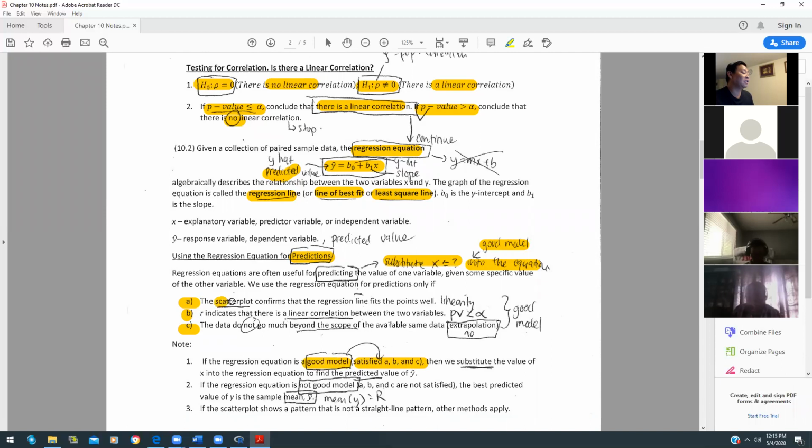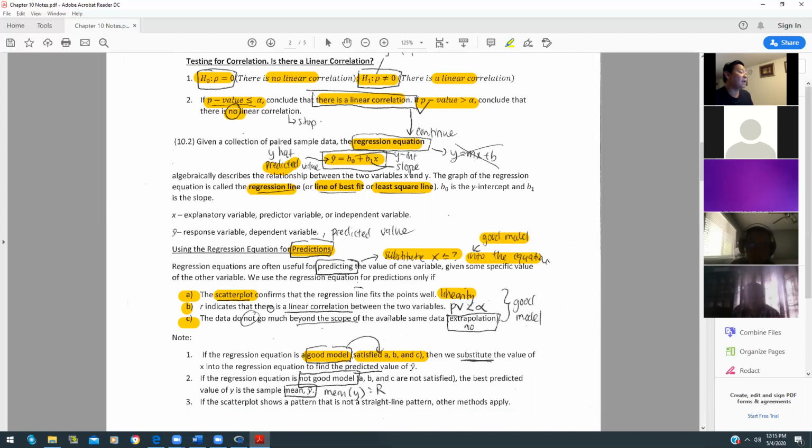First condition is your scatter plot has to fit the points in a straight line, okay, linearity. So your scatter plot should form a straight, linear line. And the second condition is you have to have a linear correlation. A linear correlation means if you look at the p-value, your p-value has to be less than alpha. And the next thing is there is no extrapolation.